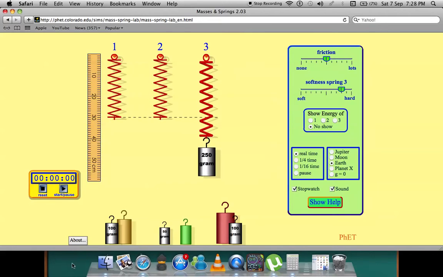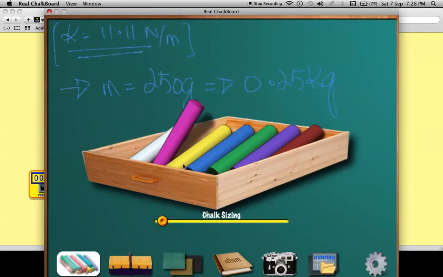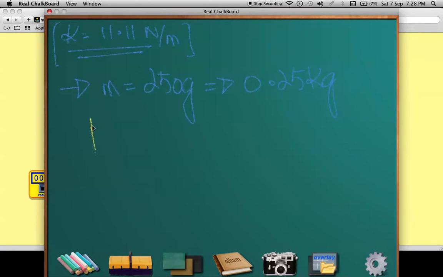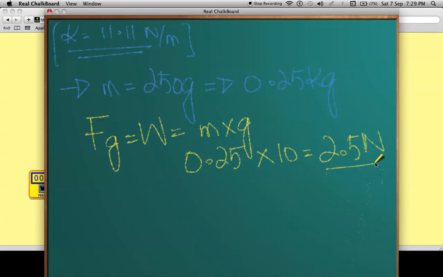So now we can see that we have a mass of 250 grams attached to the spring, which by now you should know that we always convert into SI units, which becomes 0.25 kilograms. Let's find out the force associated with this mass. The force of gravity associated with this mass is simply the weight, which is again mass times gravitational acceleration. So this becomes 0.25 times 10, since gravitational acceleration on Earth is 10. The force of gravity is 2.5 newtons.